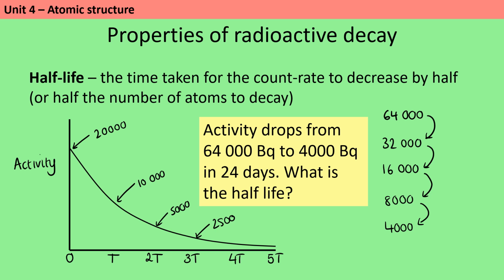So that's why I would always put these arrows in there, because otherwise you risk, people always end up counting the numbers instead and thinking it's 5. And this isn't 5, it's halved 4 times. So I know then that 4 half-lives is 24 days. So then how long is one half-life? Oh, I do 24 divided by 4, it's 6 days.